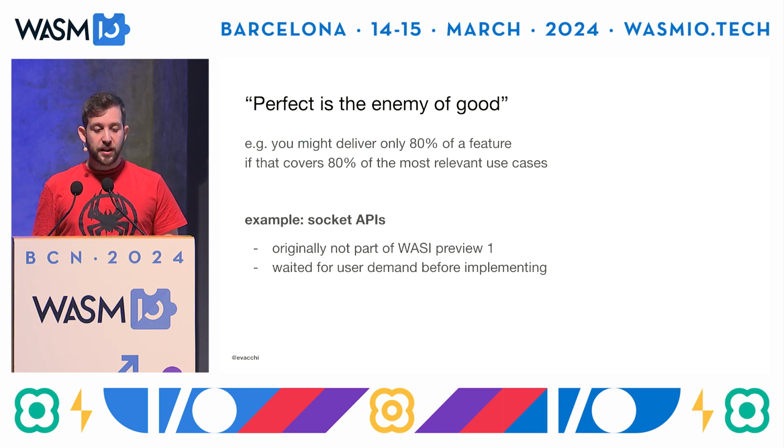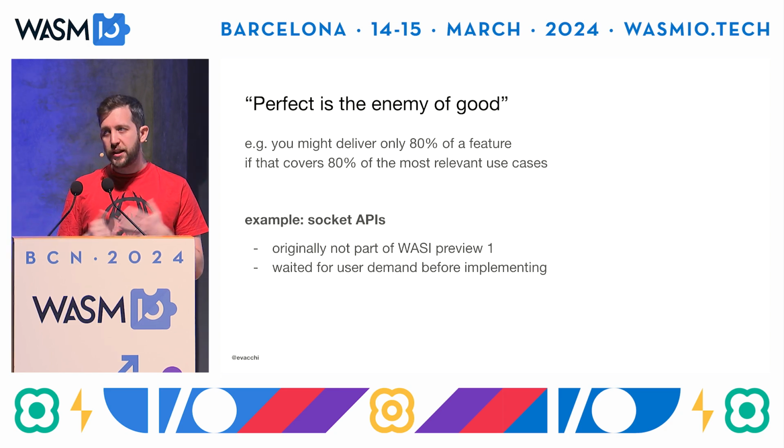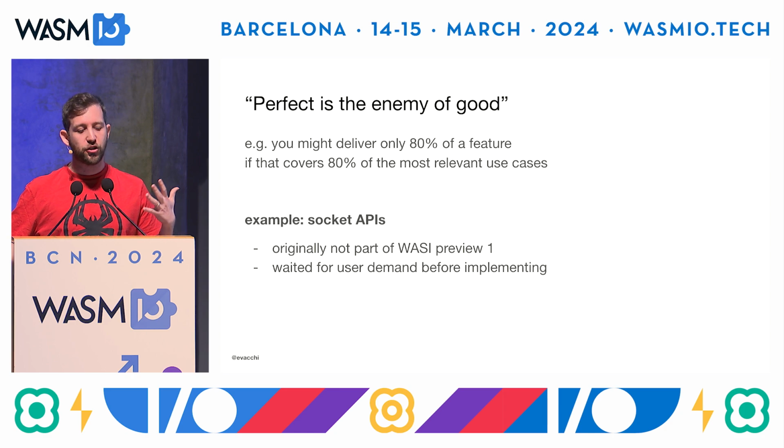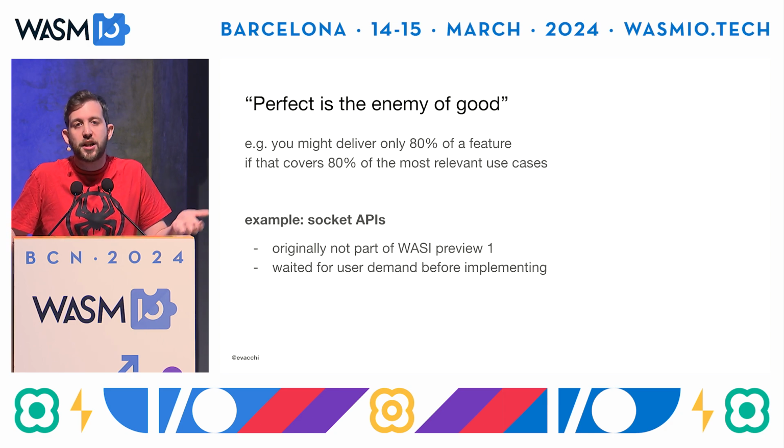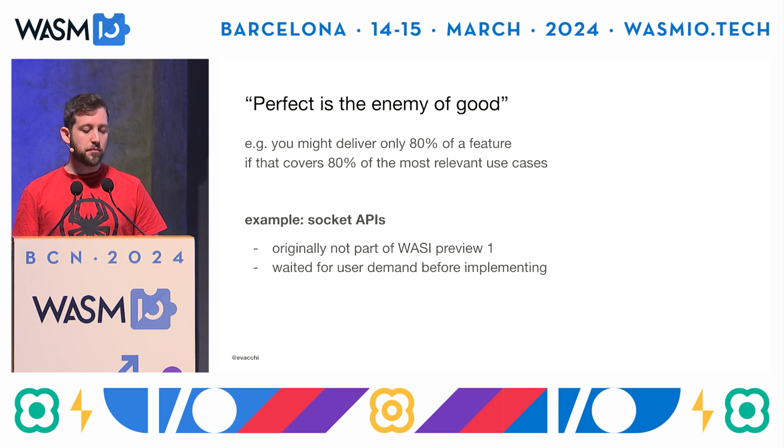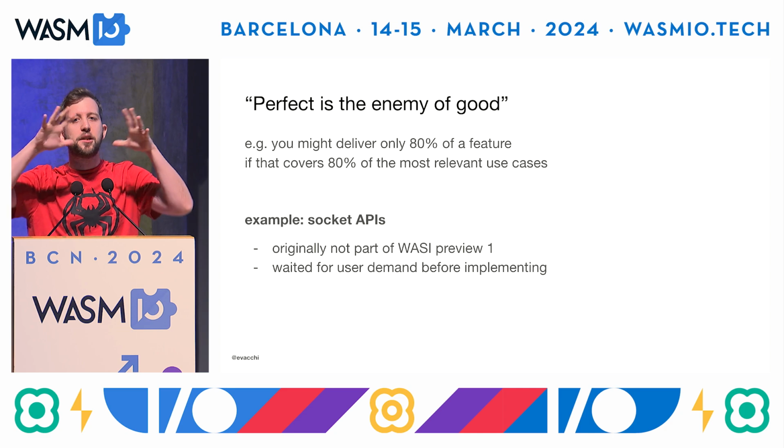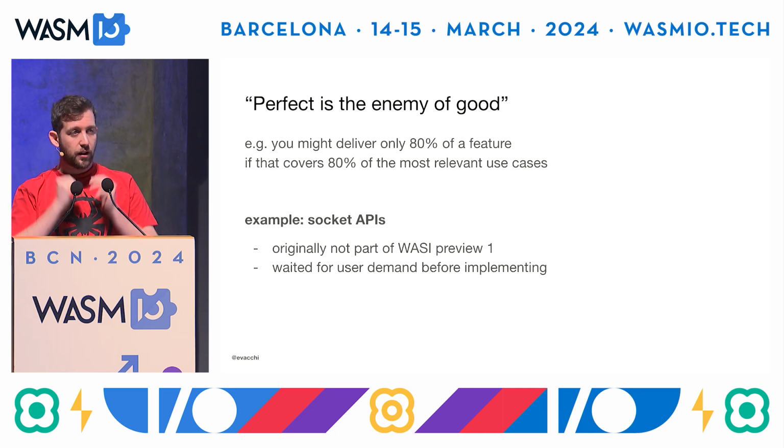Another principle is that perfect is the enemy of good. I know you heard that. But the point is, you might deliver 80% of a feature if that covers 80% of the use cases for your end users. It doesn't mean not delivering an entire feature. It means that you're delivering only 80% well-tested part of a feature.